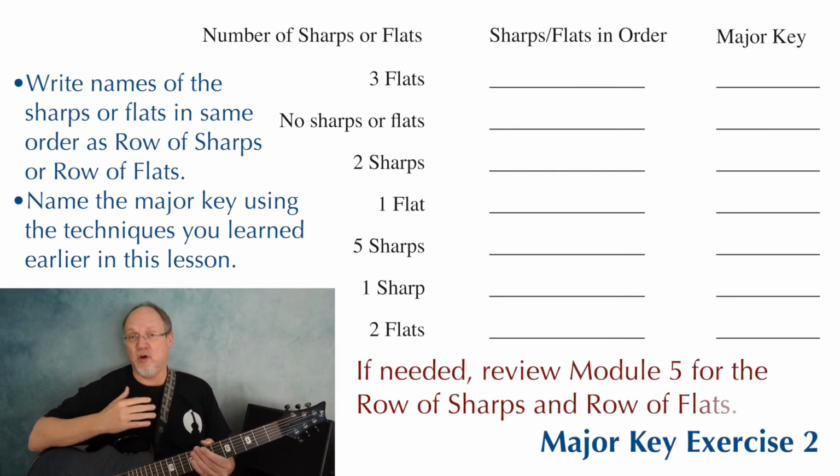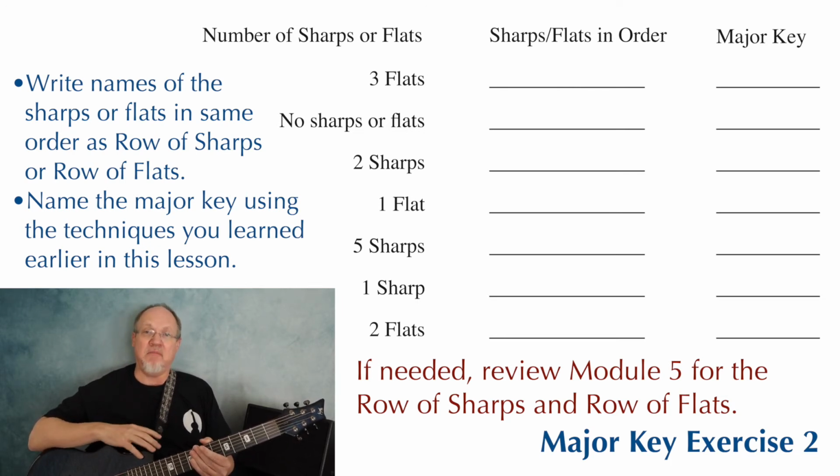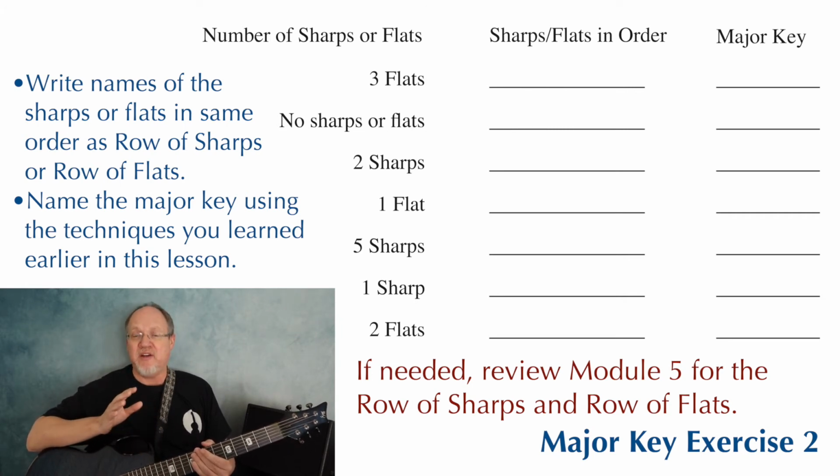You need to know your row of sharps and flats for this exercise, so if you're still a little fuzzy on that, spend a little bit more time in Module 5. If you have my book Guitar Theory modules, just write your answer in the book. If not, just grab a piece of paper and write it on a piece of paper. Also, if you have my book, you can check the answers on page 211. And we're going to go over the answers right now, so make sure you pause the video, write in your answers, and then start it up again and check your work.